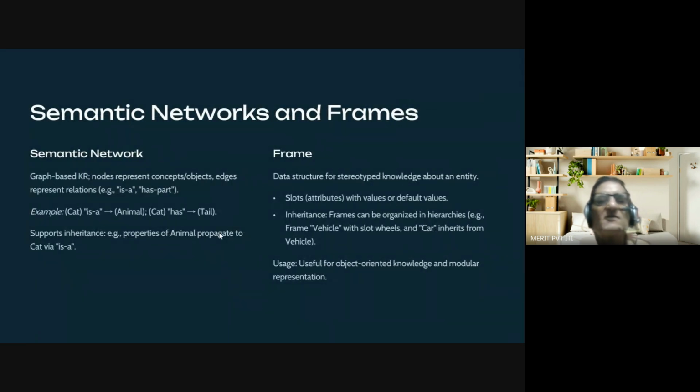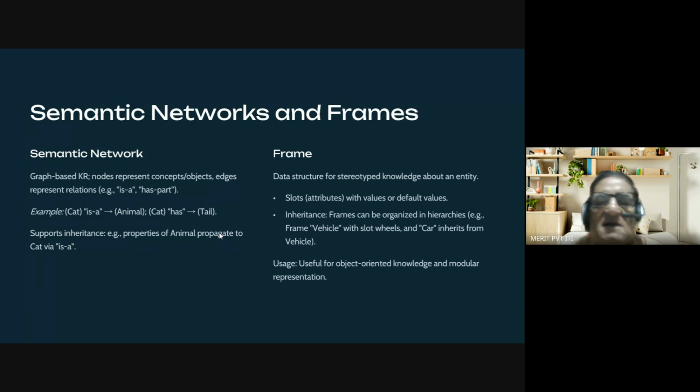Semantic networks and frames. Semantic networks are graph-based knowledge representations. Nodes represent concepts and objects, edges represent relationships, for example is-a, has-part. Example: cat is an animal, cat has a tail. It supports inheritance, for example properties of animal propagate to cat via is-a. This is what follows from the is-a link.